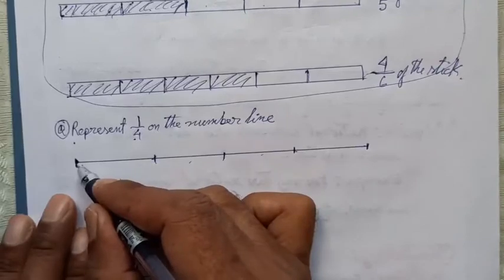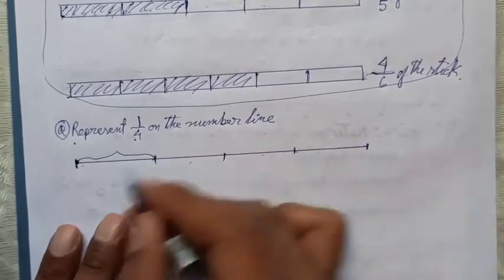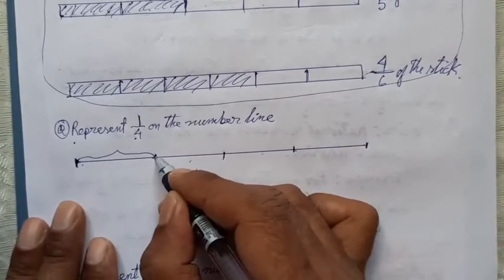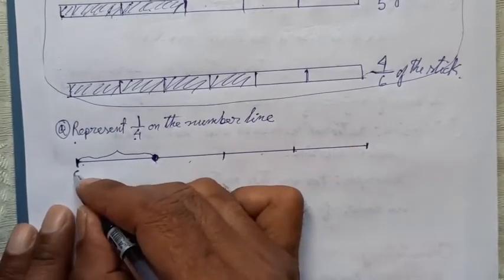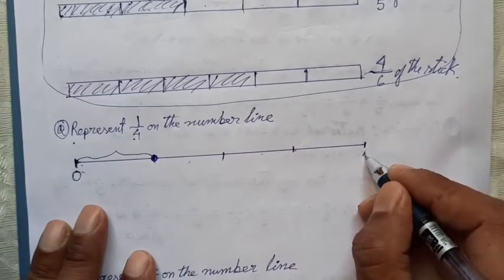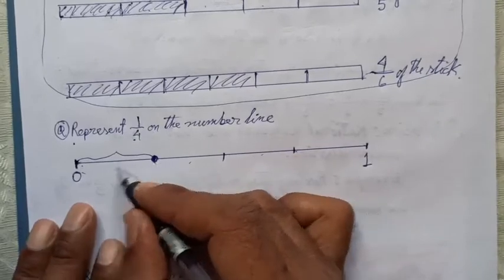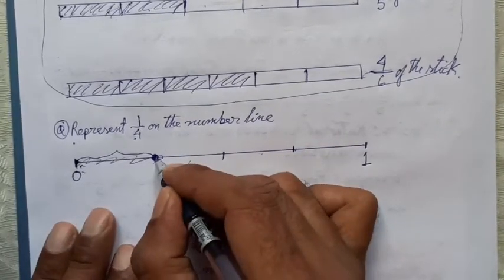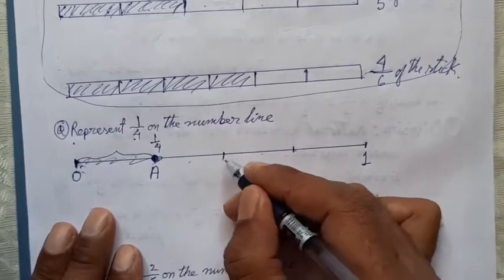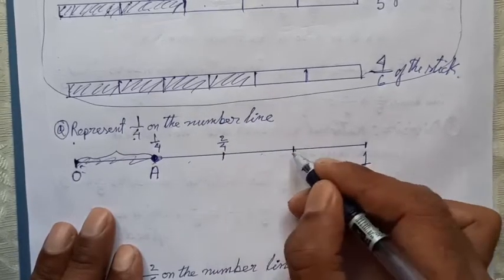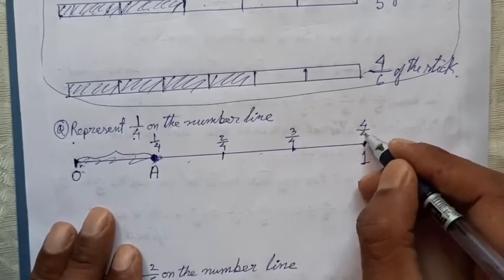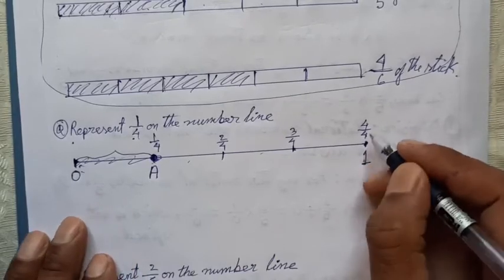Since this is 1, I have to take the first part. So if I have taken this part, then I have to take from here up to that, and this point, and here we have to put 0, and from here up to this is 1 line, so 1. And if I take from here up to that, now this point A will represent 1 by 4, and if I take this is 2 by 4. If I take this is 3 by 4. If I take up to that, this is 4 by 4, and we know that 4 divided by 4 is 1, so 1 is same as 4 by 4.